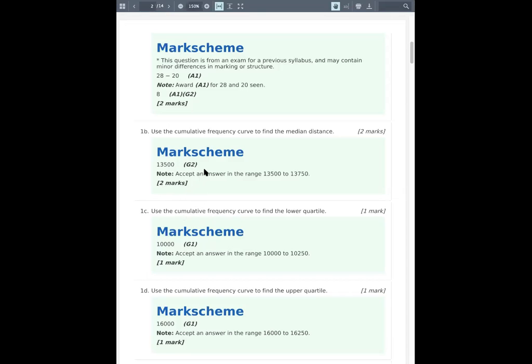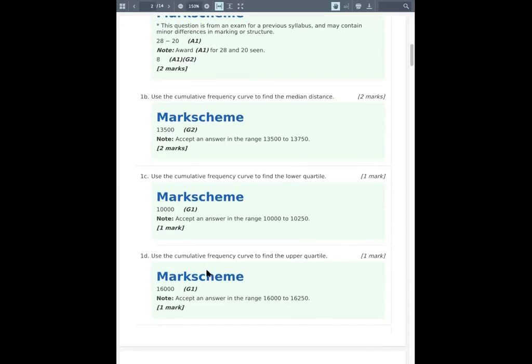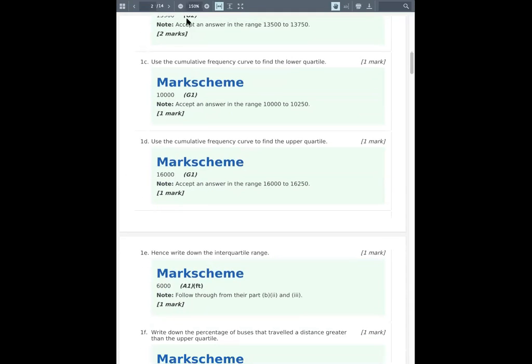In the mark scheme, it says accept an answer in between 13,500 and 13,750. Since you have the math and the intervals, I would just say 13,500. Stop me if you have any questions, by the way.